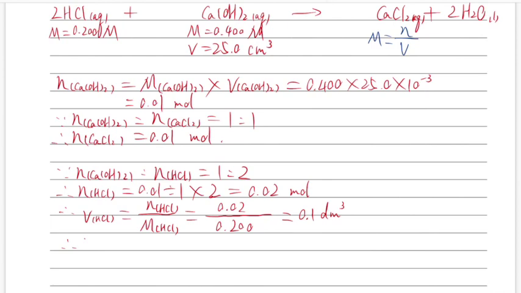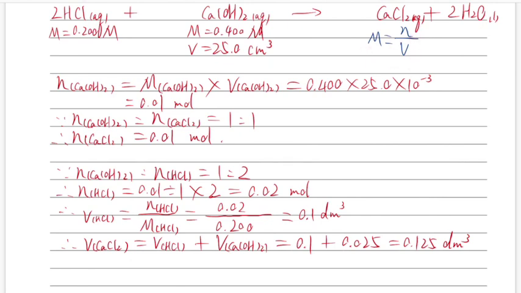So from here we know the volume of hydrochloric acid, and we know the volume of calcium hydroxide, so the final volume of the solution, which is a calcium chloride solution, should be the volume of hydrochloric acid plus the volume of calcium hydroxide. So it will be 0.1 plus 0.025, so it's 0.125 dm cube.